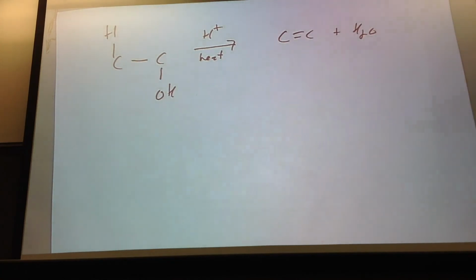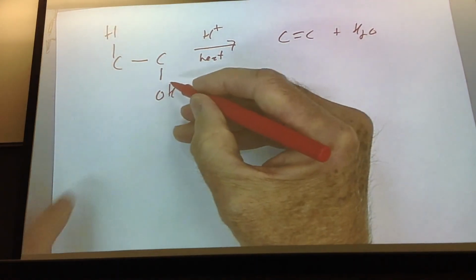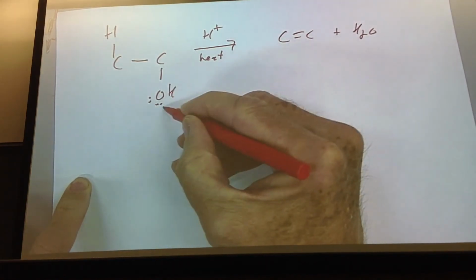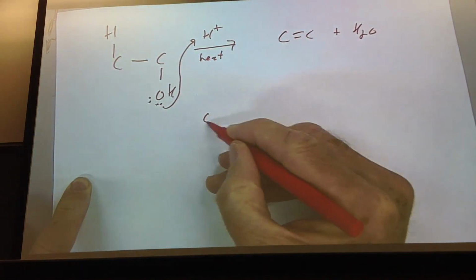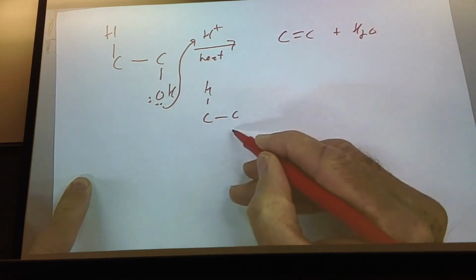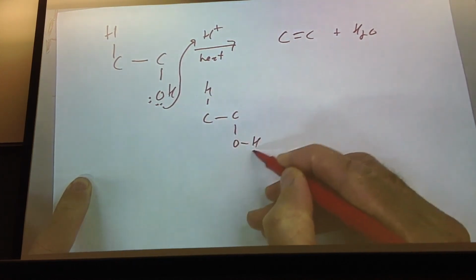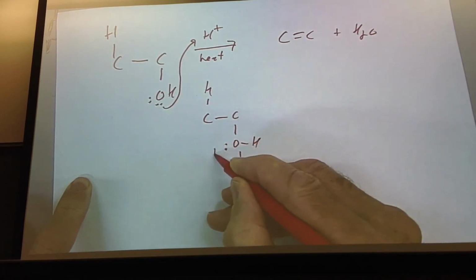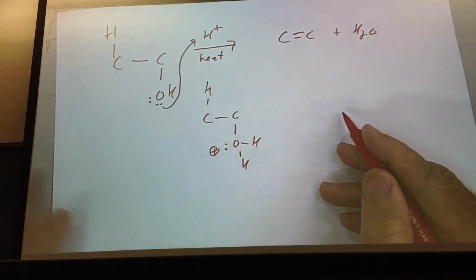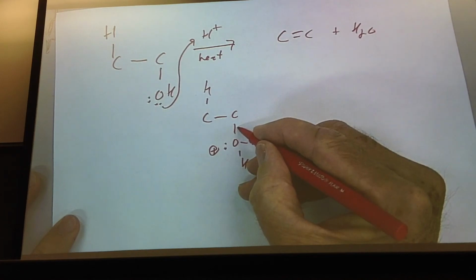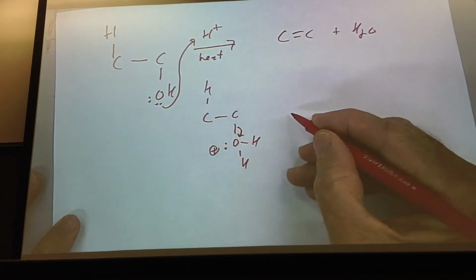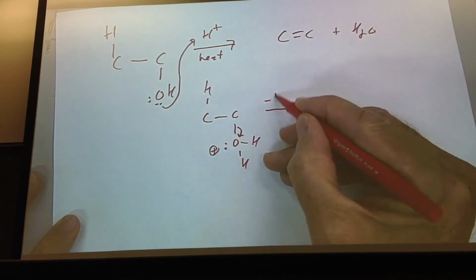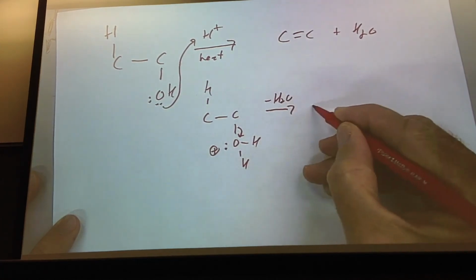But anyway, the OH is not going to leave. So what you have to do first is protonate. Now, don't worry about this mechanism. This is just going to show you what happens. Now, this is a good leaving group. So this pair of electrons can be taken, this bond will break, and you use water, and you get this.